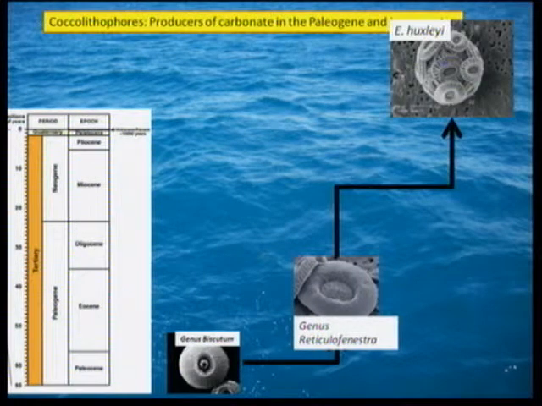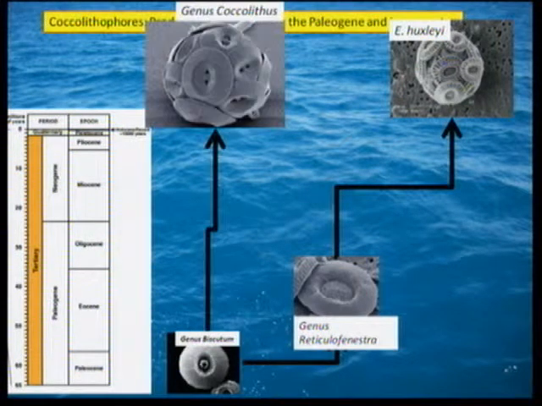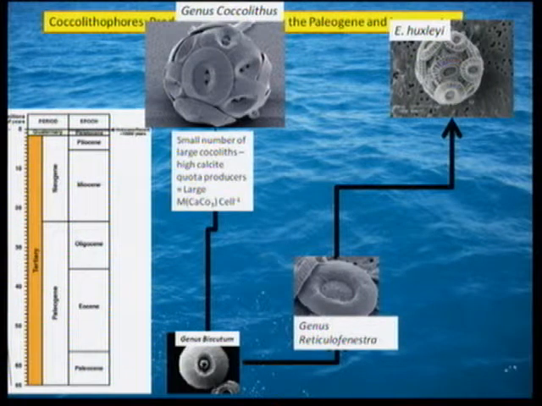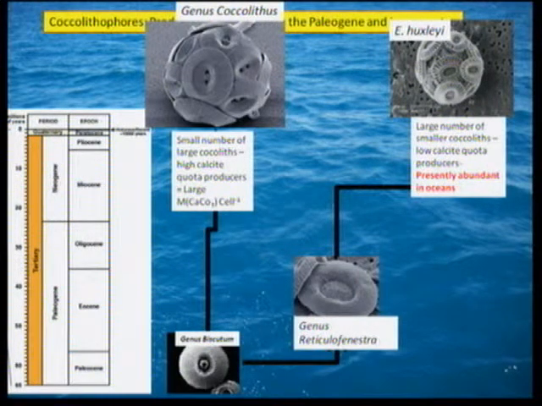The genus Reticulofenestra itself changed into Emiliania huxleyi, which is famous today because it is one of the producers of the white water, the milky water effect that we see every spring in the oceans. But another genus was created at that time, the genus Coccolithus. Coccolithus was very characteristic of the Eocene and is less abundant today. This genus produces a small number of large coccoliths, a high calcite quota per cell, meaning a large mass of calcium carbonate per cell. On the contrary, Emiliania huxleyi today produces a large number of smaller coccoliths, a low calcite quota per cell, and it is presently abundant in the oceans.